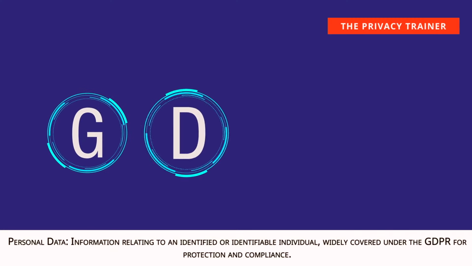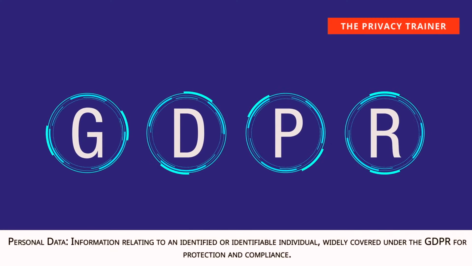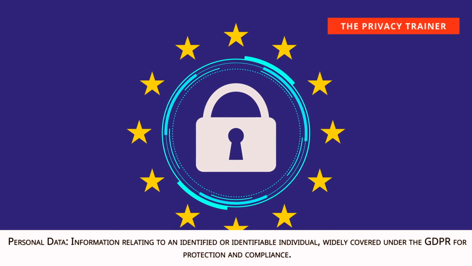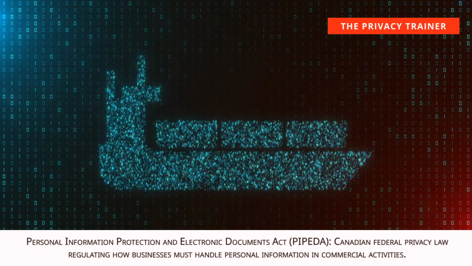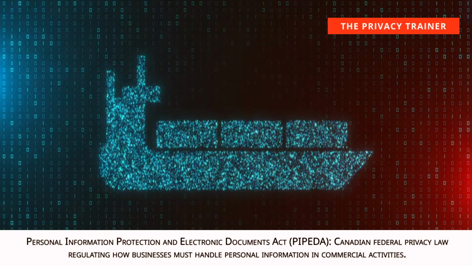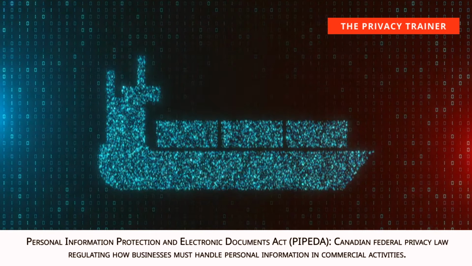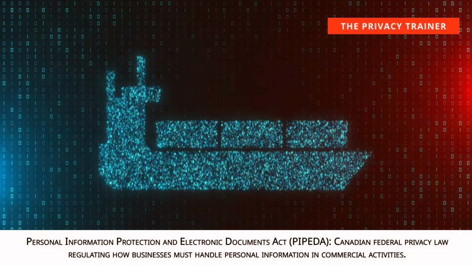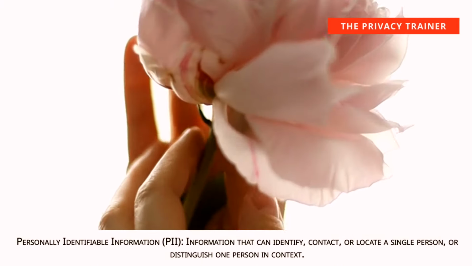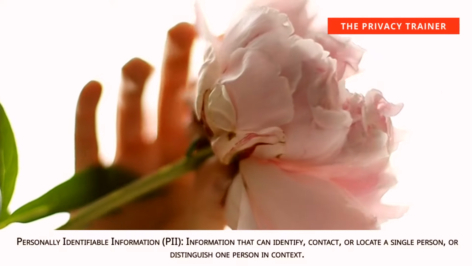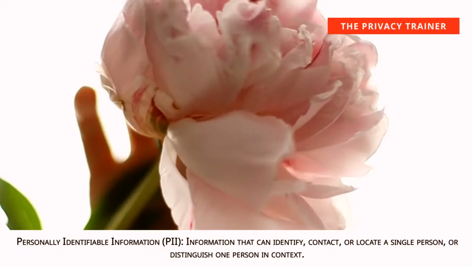Personal data. Information relating to an identified or identifiable individual, widely covered under the GDPR for protection and compliance. Personal Information Protection and Electronic Documents Act, PIPEDA, Canadian federal privacy law regulating how businesses must handle personal information in commercial activities. Personally identifiable information, PII, information that can identify, contact, or locate a single person, or distinguish one person in context.